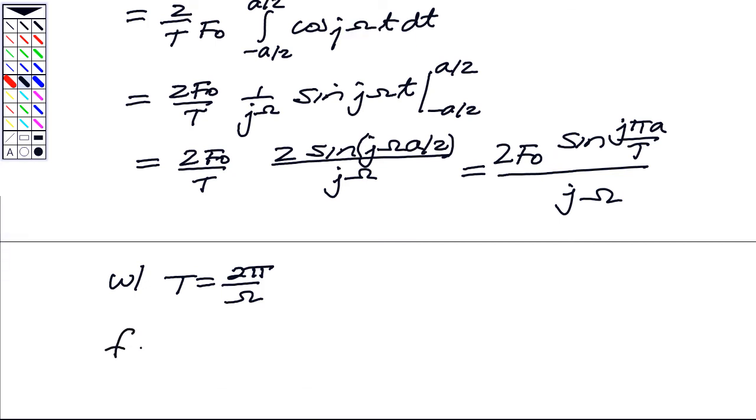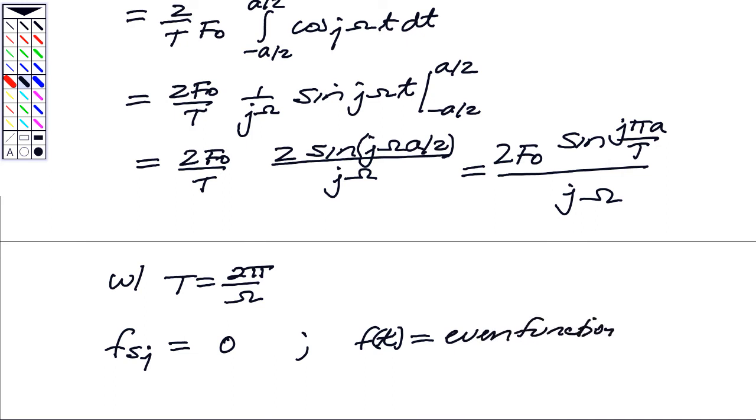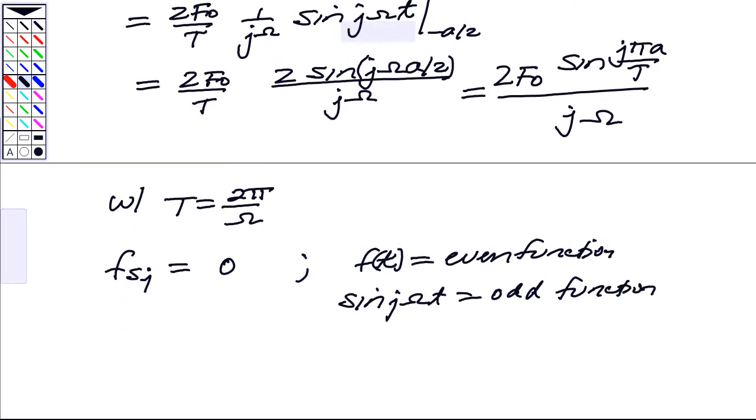fsj, we don't really even have to do the integration because since f of t is an even function and sine j omega t is an odd function, when you integrate an even and an odd function over one period, you get a 0.